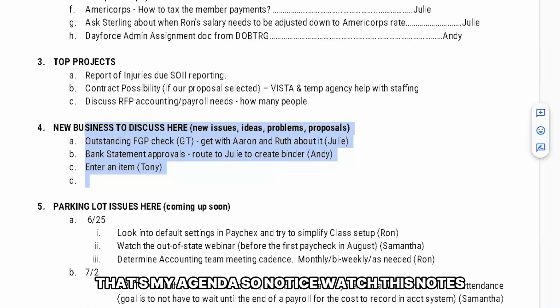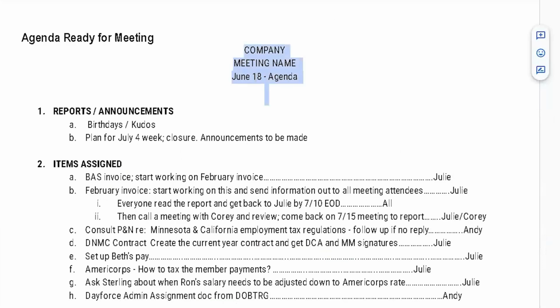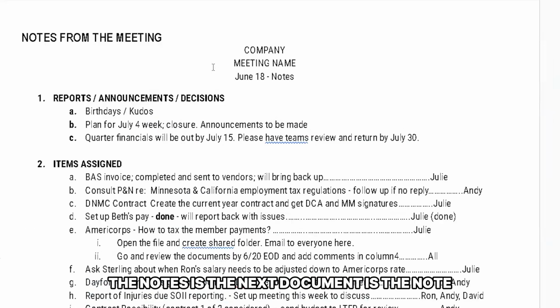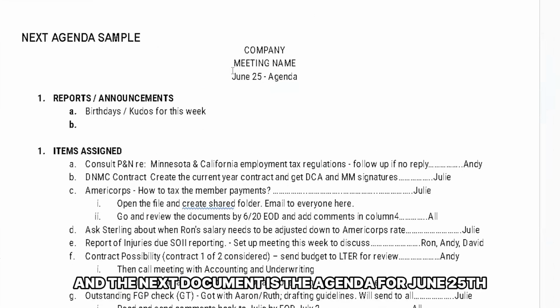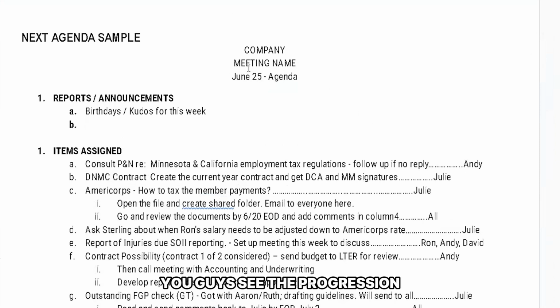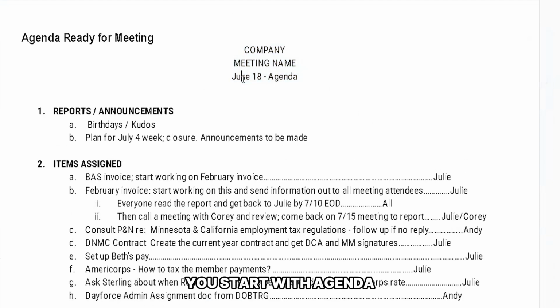So notice, watch. This agenda started on June 18th. The next document is the notes of June 18th. Then the next document is the agenda for June 25th. You guys see the progression? And the easiest way to do this is you start like this. You start with agenda, then you create your notes.